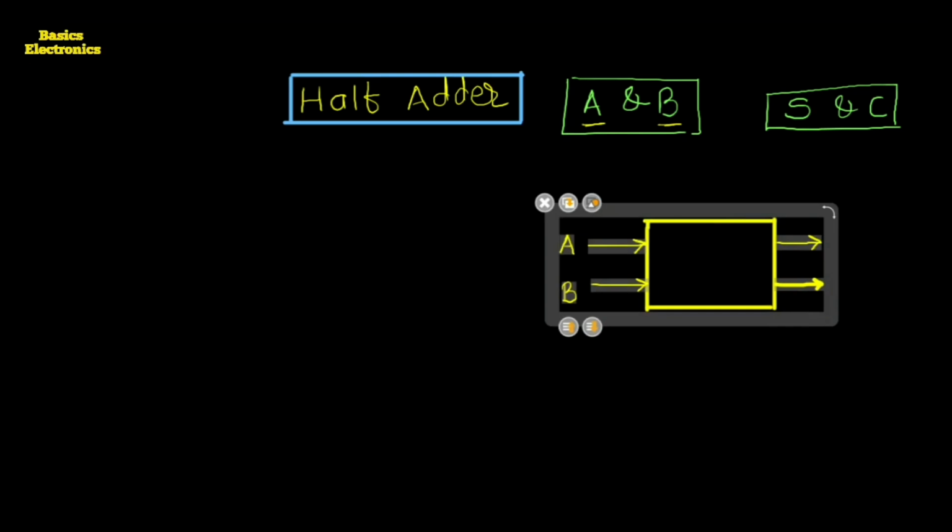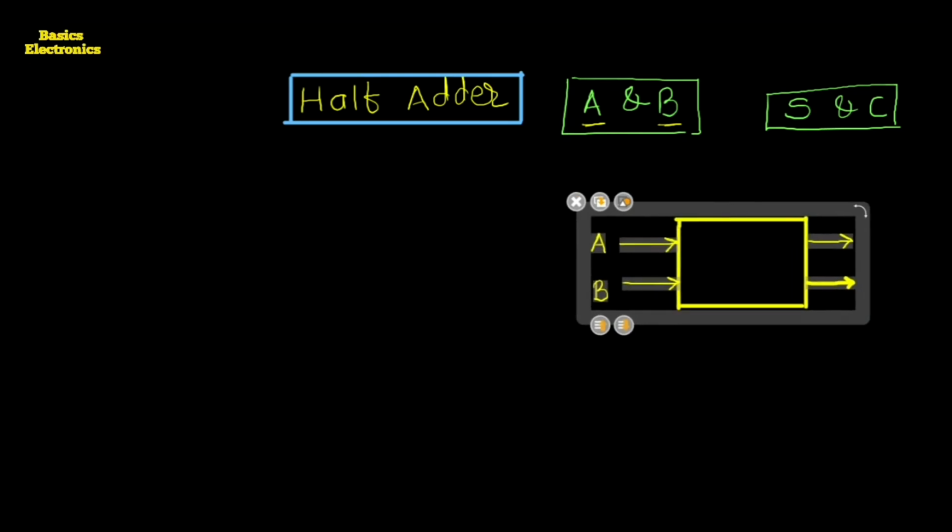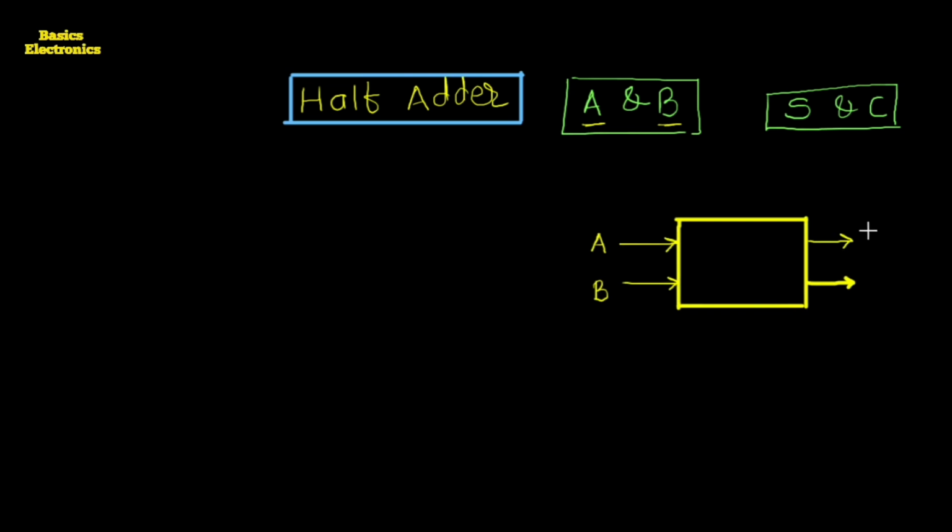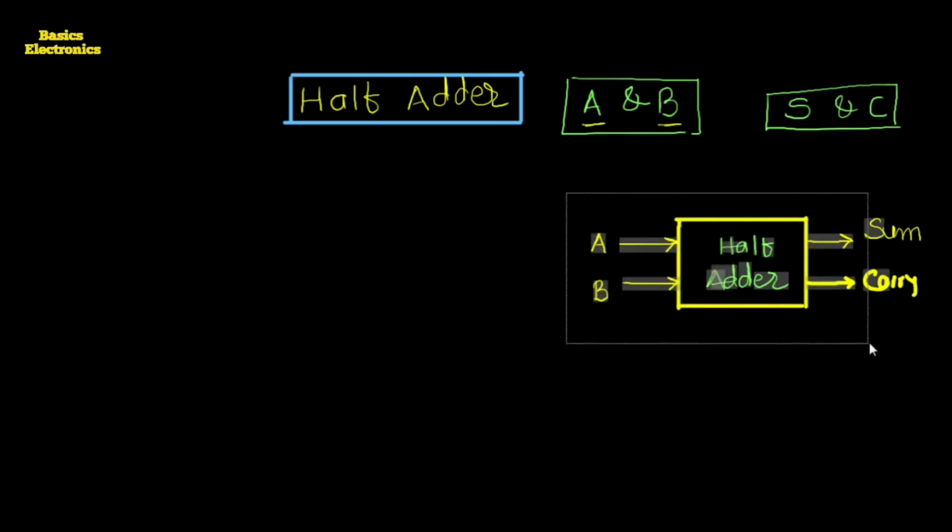Here the two inputs are A and B, and the two outputs are the sum and the carry. Inside this we have to write a name, which is half adder, or we can write only HA. Instead of half adder you can write HA. So this is the symbol of the half adder.